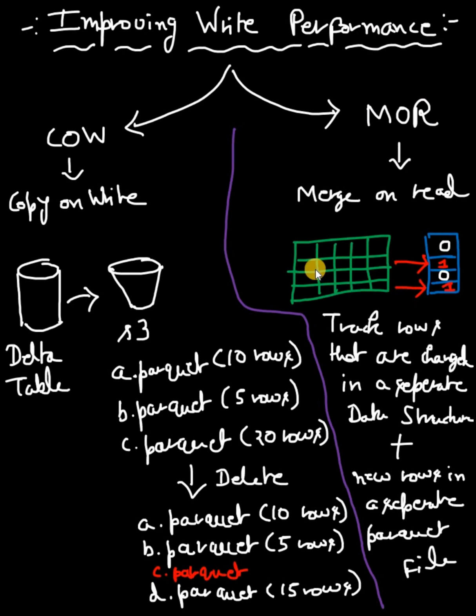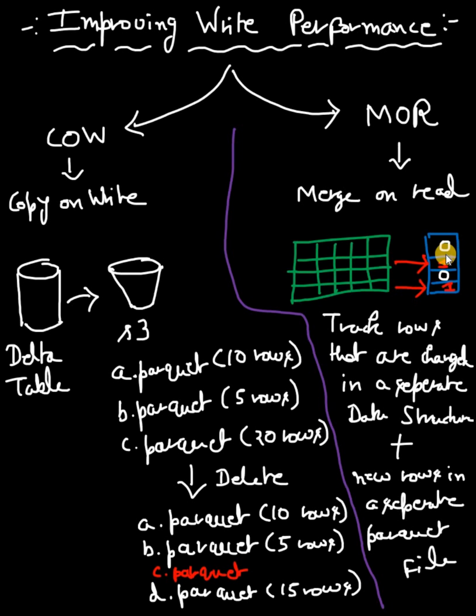So what it does, suppose here we are having a delta table and we are executing some update command, due to which 2 rows are impacted, for example second row and 4th row. So in merge on read process, instead of writing the backend Parquet files in a new Parquet file, it tracks the impacted data in another data structure like this.